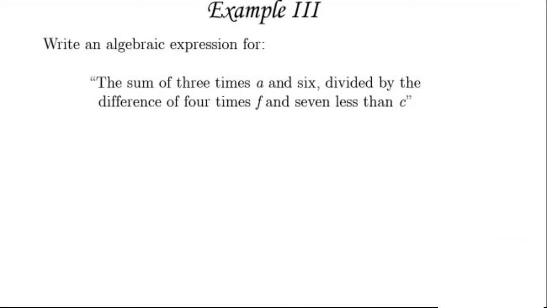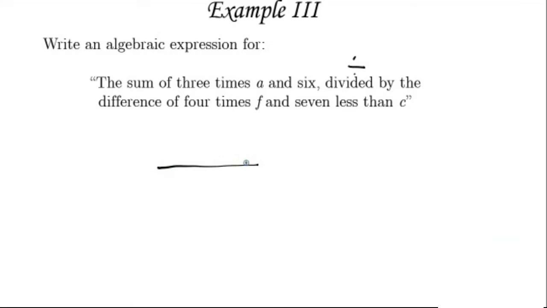This one's a bit longer and more complex. Write an algebraic expression for the sum of 3 times a and 6 divided by the difference of 4 times f and 7 less than c. So let's take this one section at a time. This first clause before the comma is the sum of 3 times a and 6 divided by. So this entire first section is being divided by this whole second section.